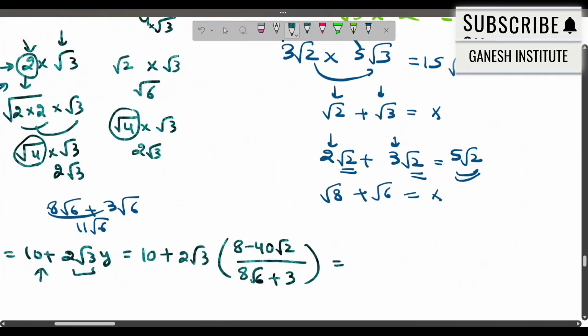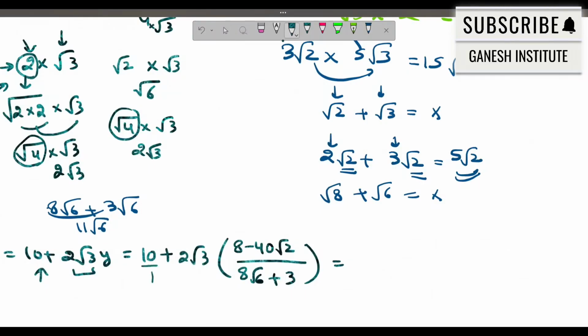Now I need to, firstly, this is 10 by 1. I'll take LCM later. Firstly, BODMAS, bracket solve. I'll expand it. So it becomes 10 plus, tell me, if I multiply 2 root 3 by 8, you would get 16 root 3. Perfect. Minus, tell me this one. Since there is that coefficient 40 root 2, I would assume it's minus 38.